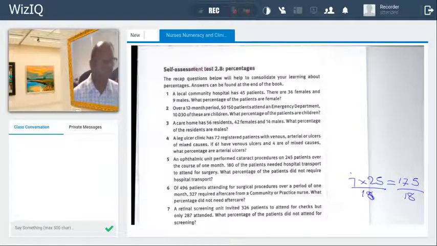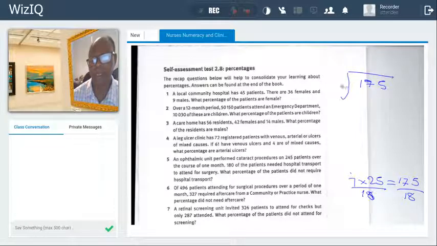Okay, just remember that because you are not allowed to use the calculator at the moment, we have to rely on finding different ways of working out the answers. So we're going to have 175, and we're dividing by 18. So 18 into 17 can't go in there.